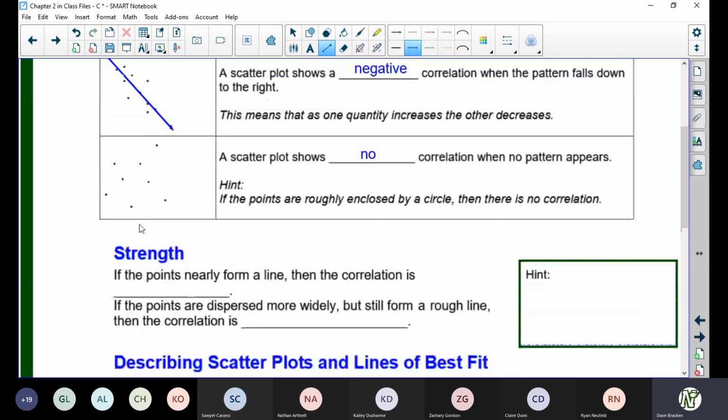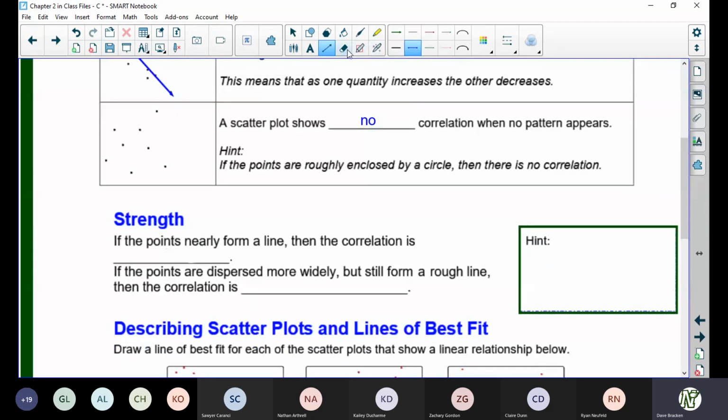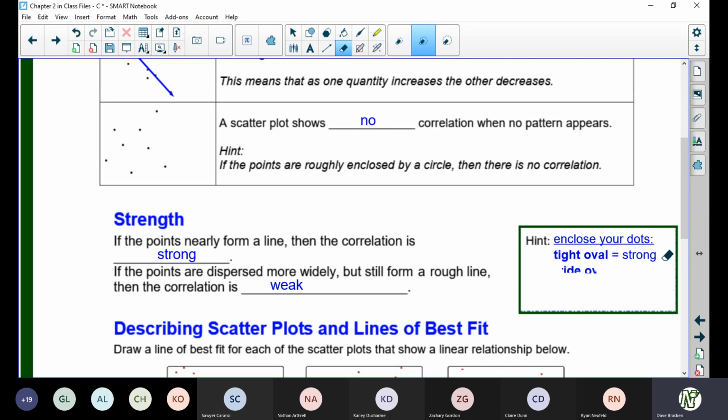So down here, if the points nearly form a line, they're very close together, we call it strong. But if the points are more spread out, they still form an oval, but they're more spread out, we call it weak. And my little hint to you is this: when you draw your oval and you have a tight oval, that means it's strong. When you have a wide oval, still an oval but wide, that means it's weak. And if your oval ends up being a circle, that means it's no correlation.